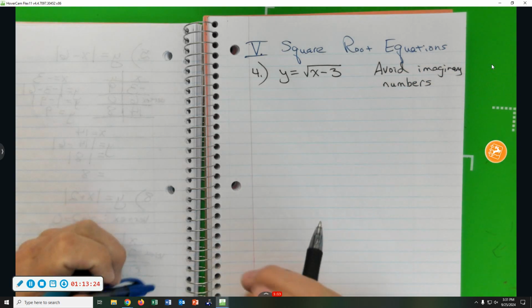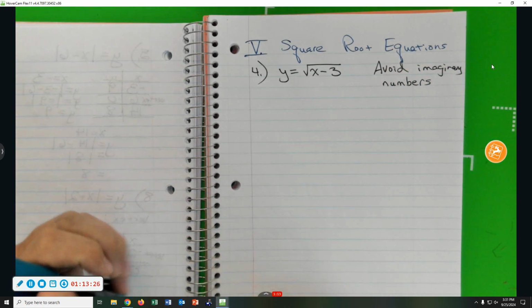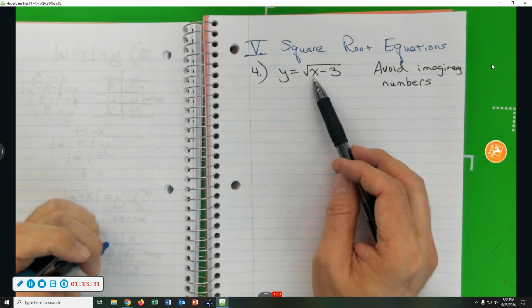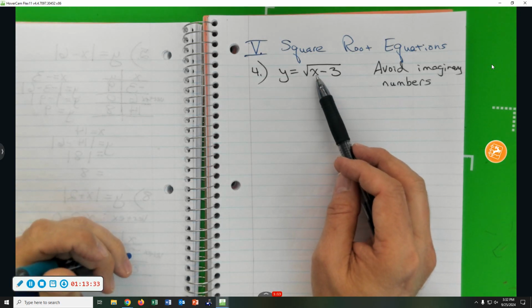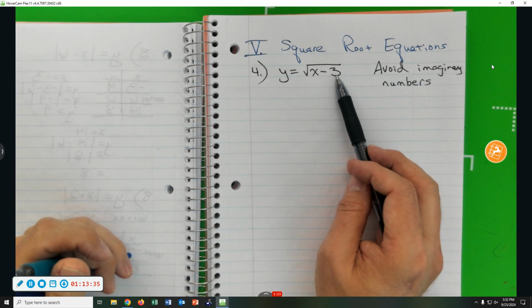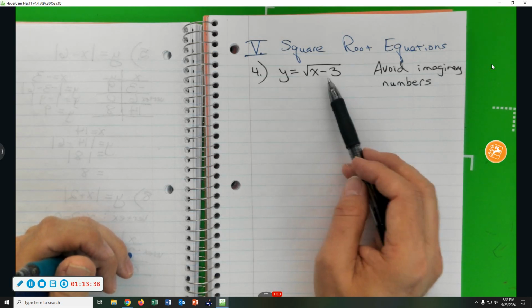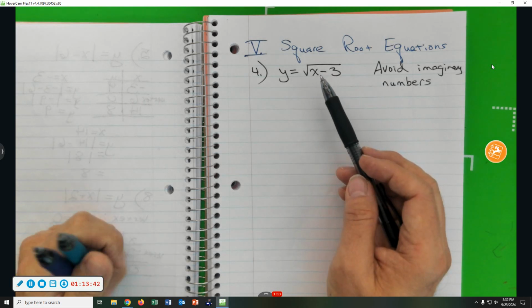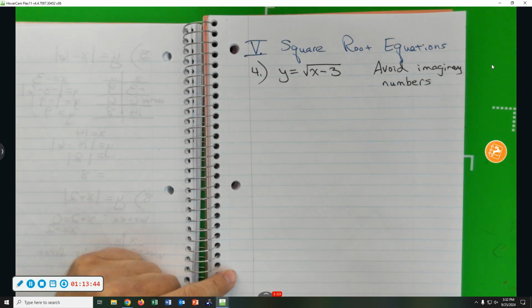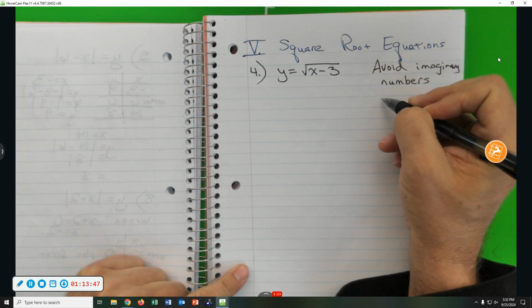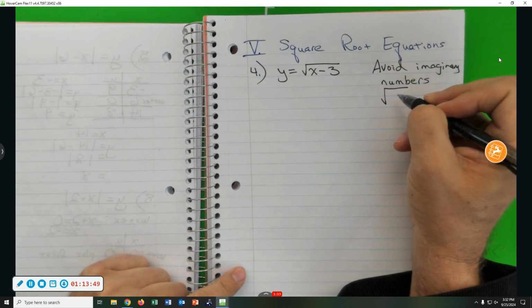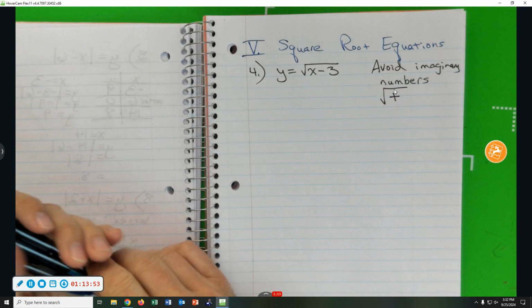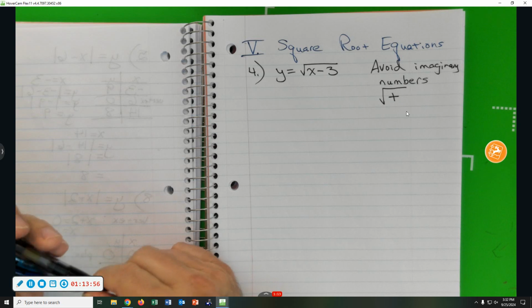You can't get an imaginary y value. You say, oh, let's plug in something like 0. If you plugged in 0 for x, 0 minus 3, you have the square root of negative 3. That's imaginary. It's called imaginary because you can't label it on a number line. So what you need, the thing underneath that square root, whatever you're plugging in, you don't want that to be negative. You need a non-negative expression under the square root.